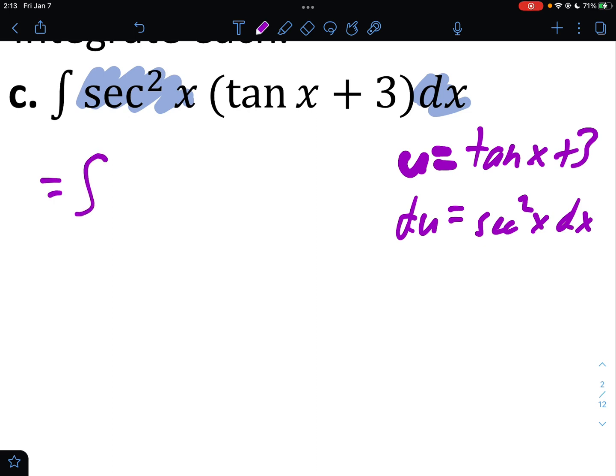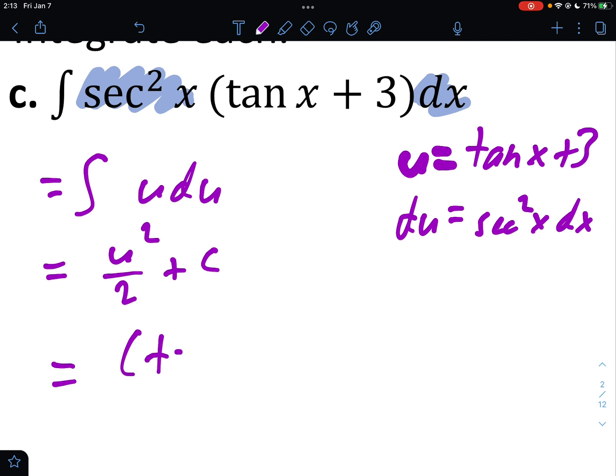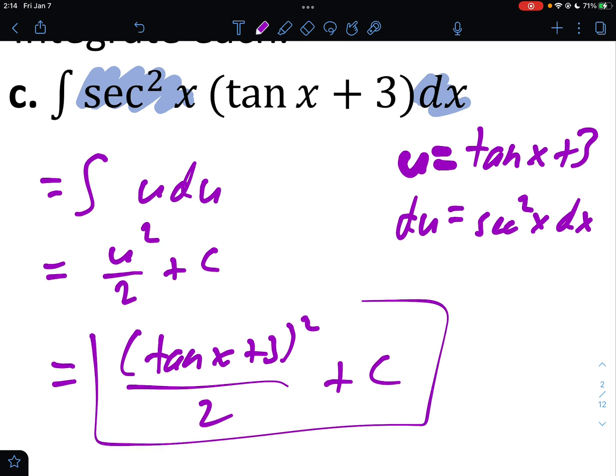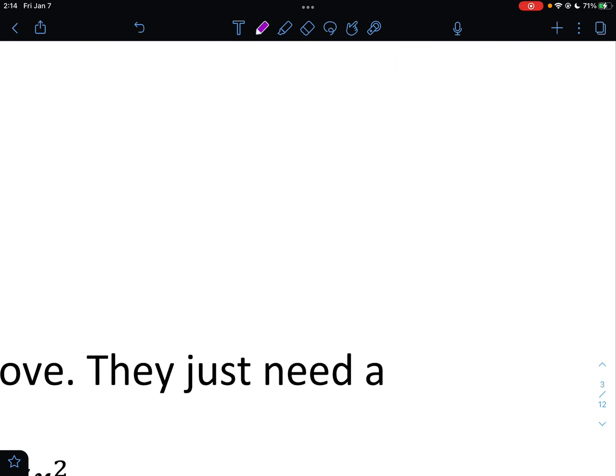So now my integral becomes just u du. Antiderivative of that would be u squared over 2 plus c. And if we resubstitute, we get tangent x plus 3 squared over 2 plus c. Those are nice ones, where everything works out nicely.